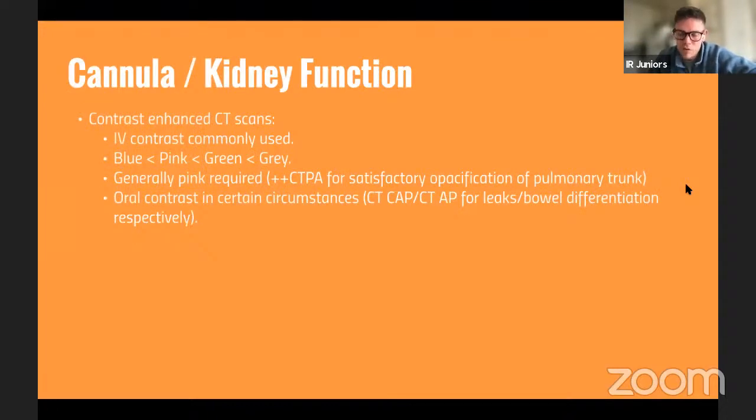Cannula and kidney function is something important for CT scans as well, and IV contrast is commonly used for these. So it's important to know if your patient has a cannula in, and you'll be asked multiple times when you're talking to the radiographers in CT, particularly for CT PAs, because you need quite a big bolus of contrast to get up into the pulmonary artery to give you good visualization there. A pink cannula is usually required for that. So that's just an important thing to be aware of.